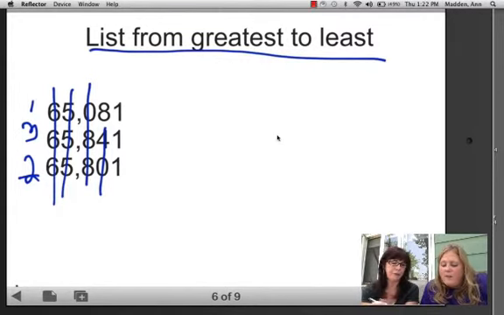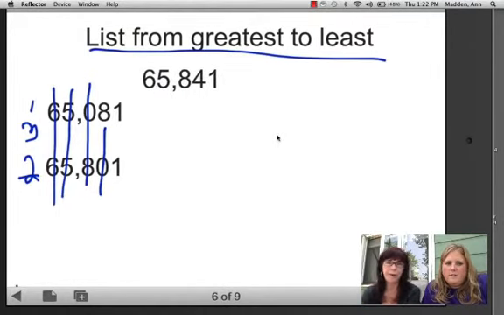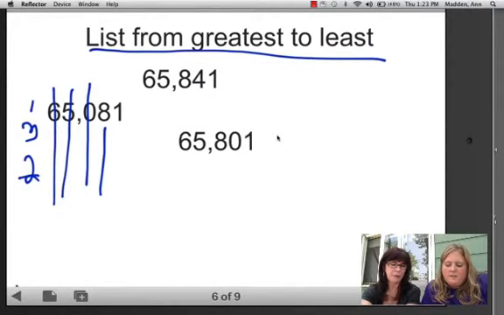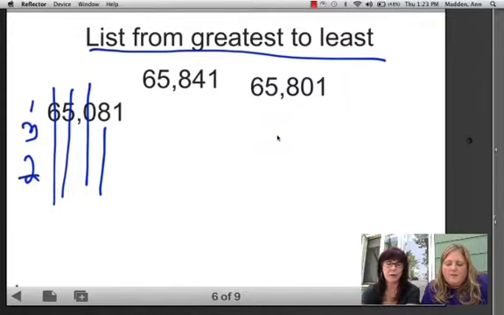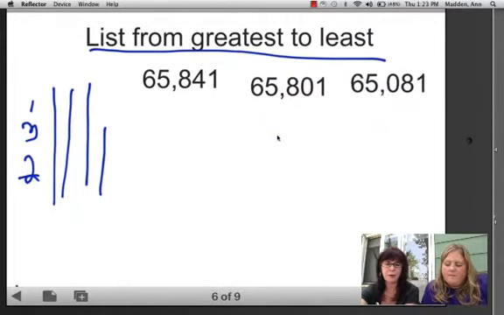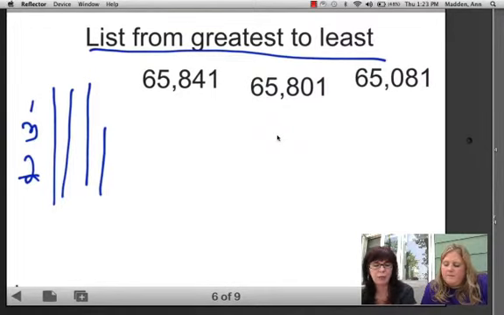Now, don't forget, Miss Lamari, the directions said from greatest to least. Right. That's what she reminded you of. You always have to go back and look. So, my largest number, therefore, is 65,841. My next largest number is 65,801. And my last and smallest number is 65,081.